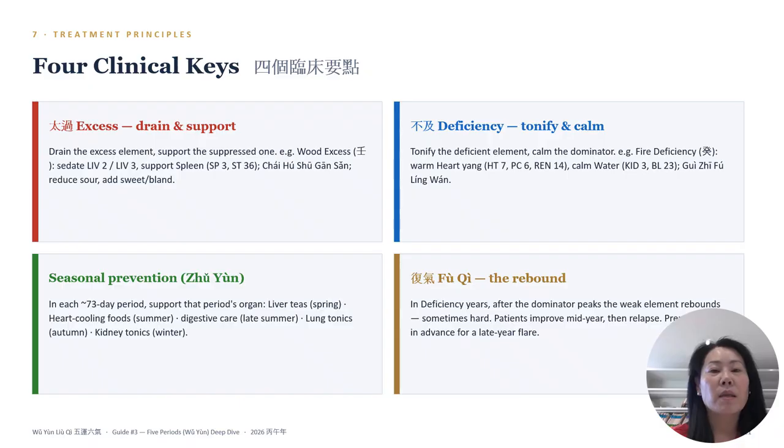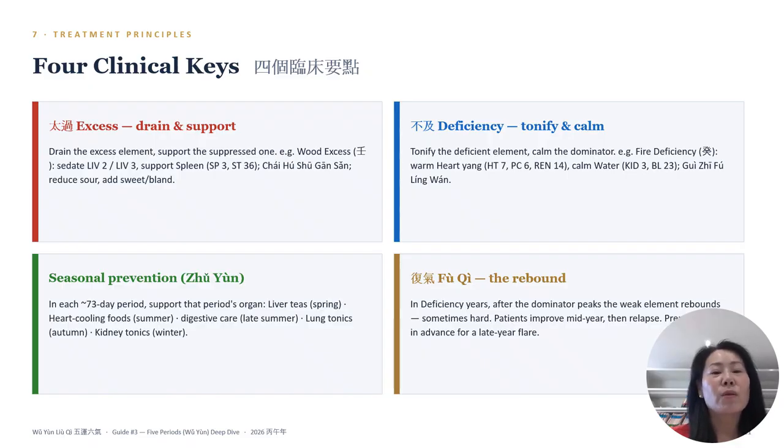4 clinical keys carry the 5 periods into the treatment room. First, for an excess year, the principle is drain and support. Drain the overstrong element and support the one it's suppressing. In a wood excess year, for instance, you sedate the liver points like liver 2 and liver 3. Support the suppressed spleen with spleen 3 and stomach 36. Reach for formulas like Chai Hu Shu Gan San and advise reducing sour foods while adding sweet and bland.